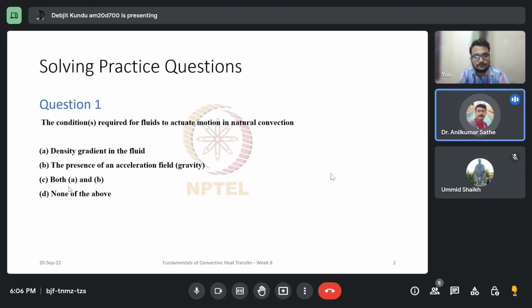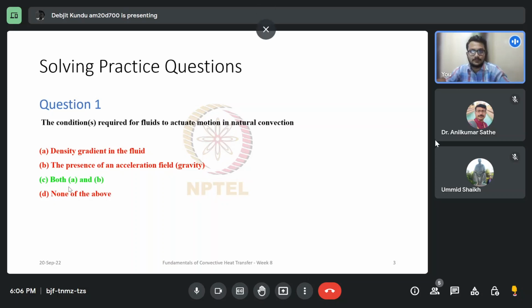I think option A only because... Okay. So if we look at the correct answer, it will be both A and B. The reason for that is that density gradient alone is not enough to actuate the motion. We have to remember the fundamental reason why fluid flow sets in natural convection is due to a buoyancy force.